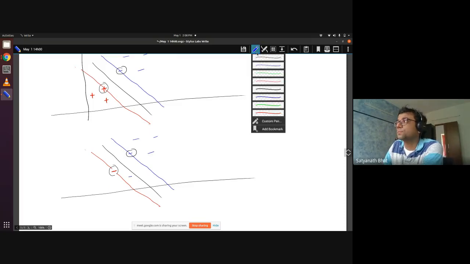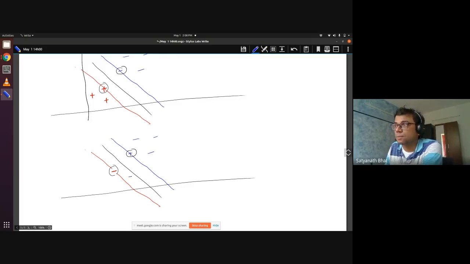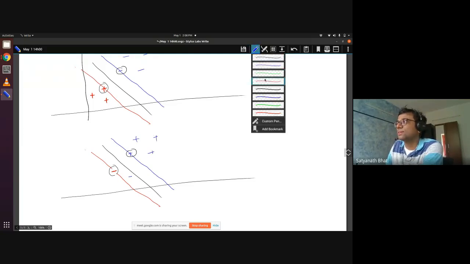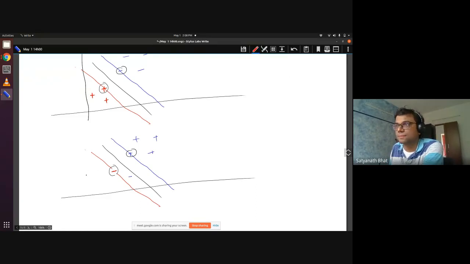Okay, so these are all the positive points. The positive points I indicated in blue. It's not a major thing, but let me just do it anyway. So these are all the negative points. And suppose there were a couple of points like this.